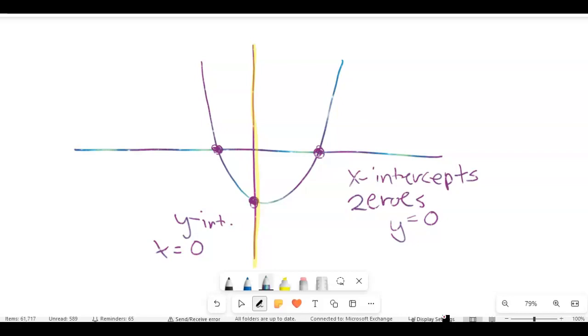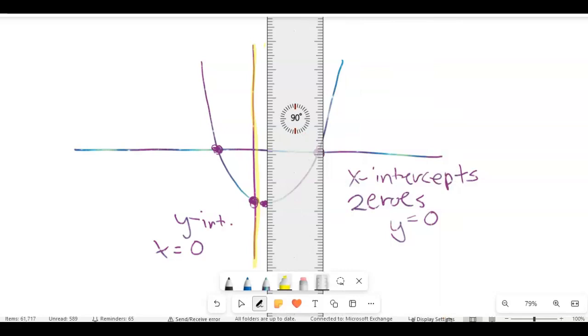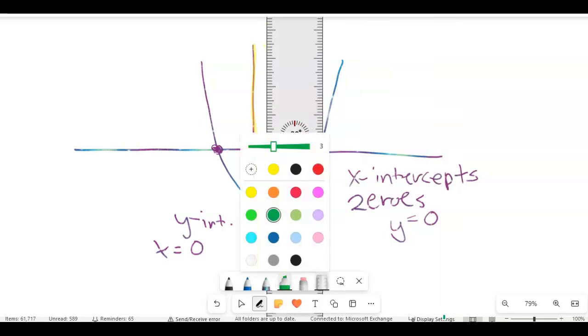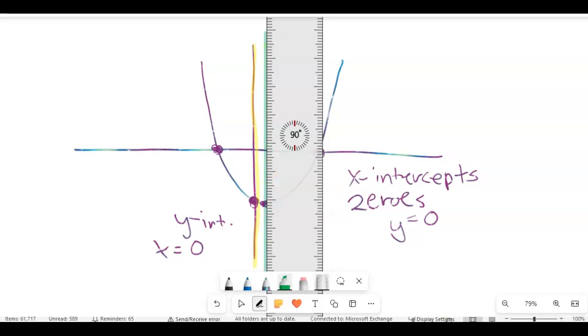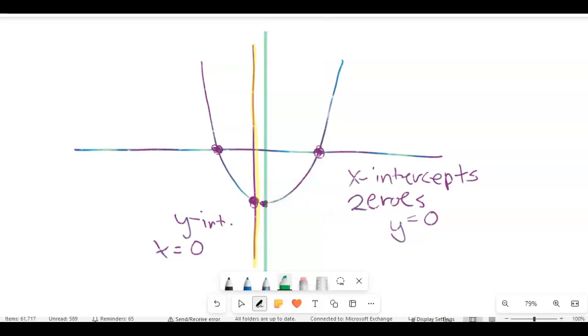And then the last one is our vertex. And the vertex, remember, lies on the axis of symmetry, and it is the midpoint between your x-intercepts. And so sometimes they're the same, sometimes they're not.